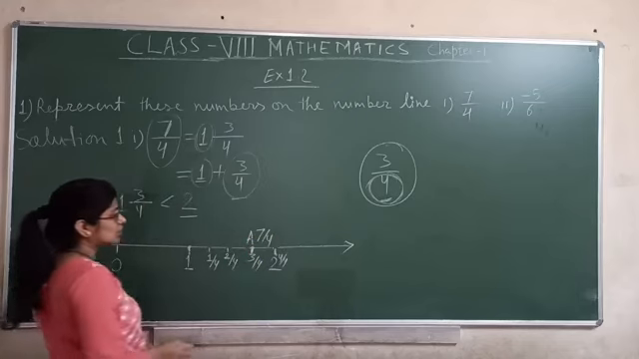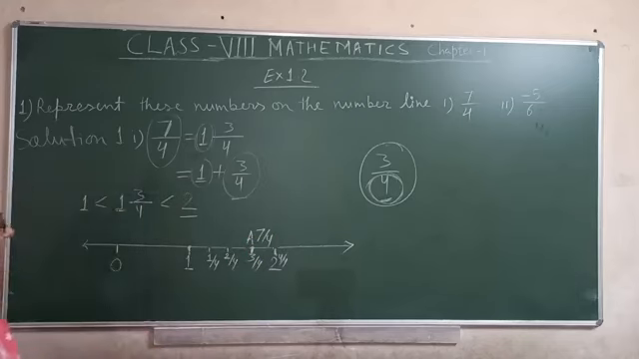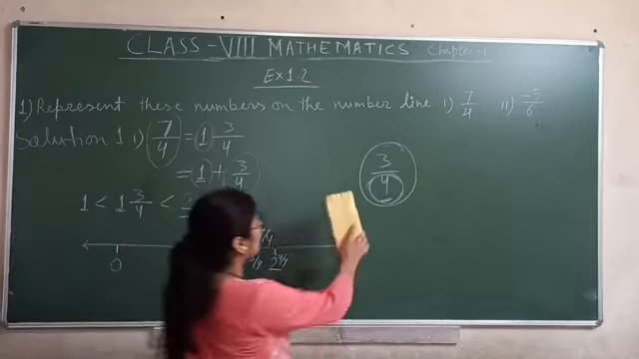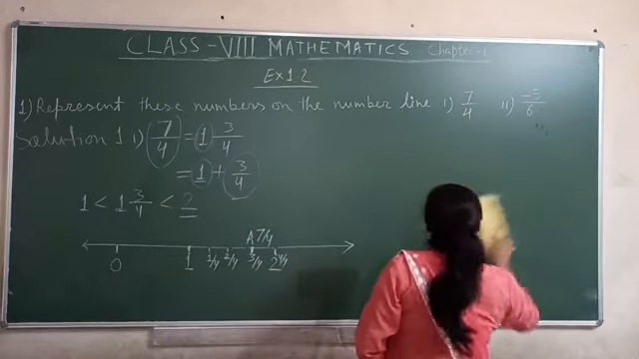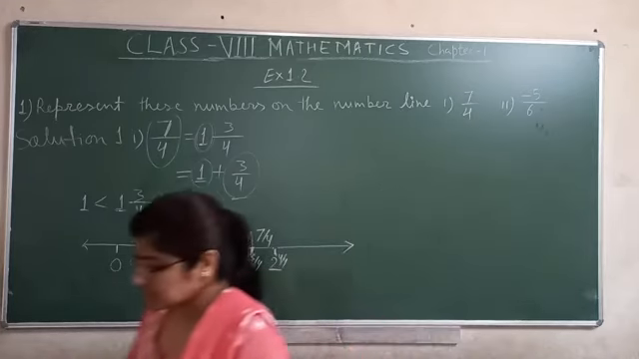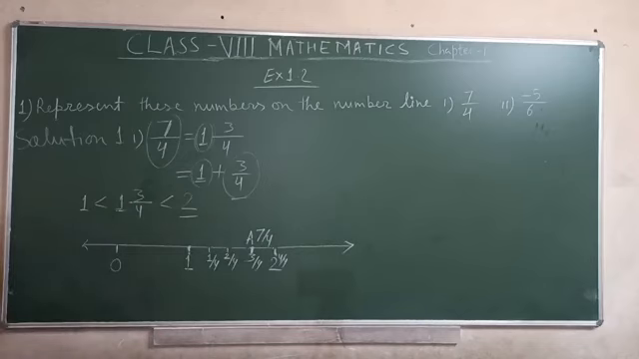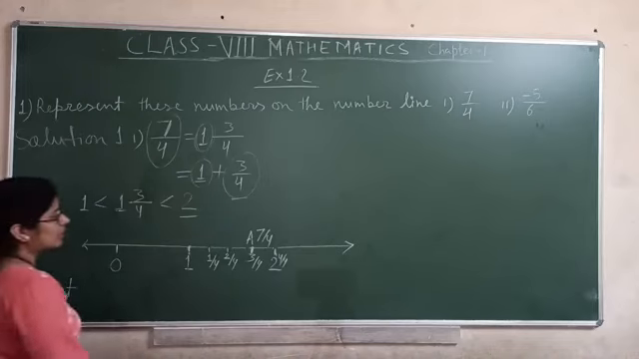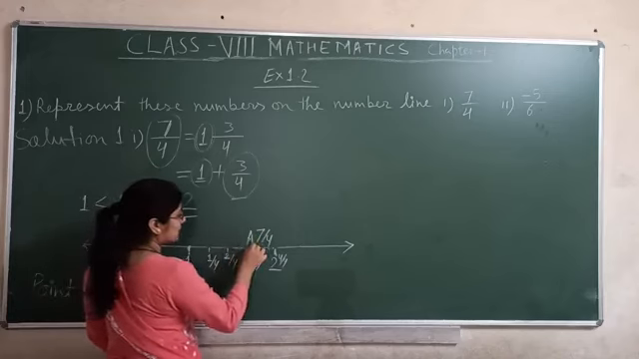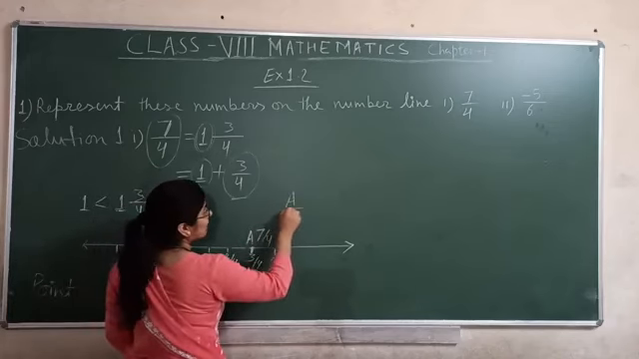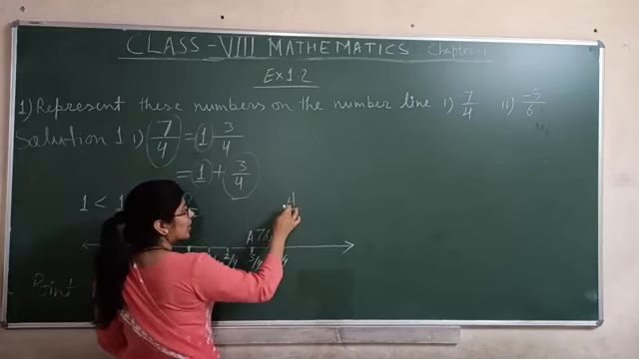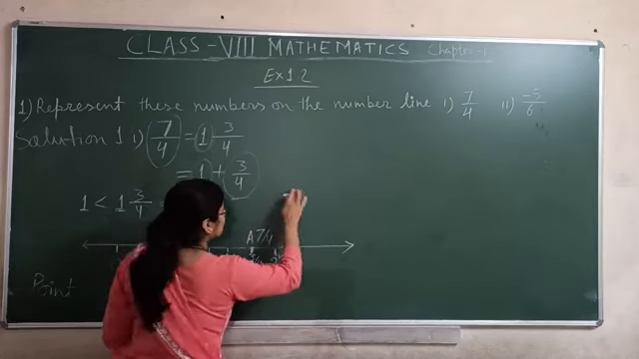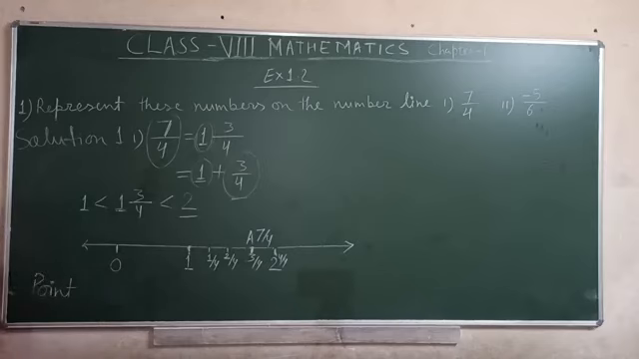So we will write point A represents 7/4 on the number line. Point names you will always write with a capital letter. Points are always written with capital letters. You will not write a small letter or cursive here. You have to write a capital letter.